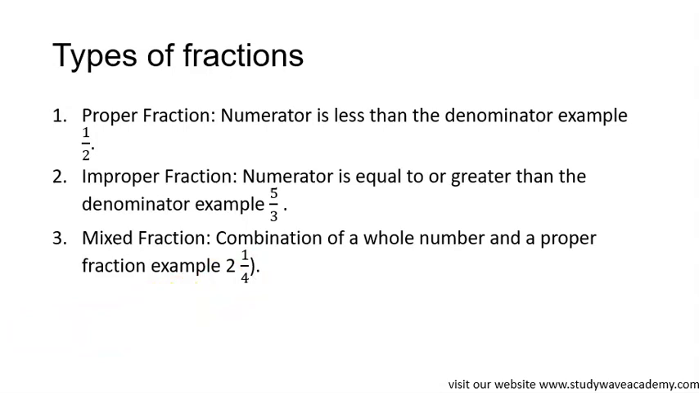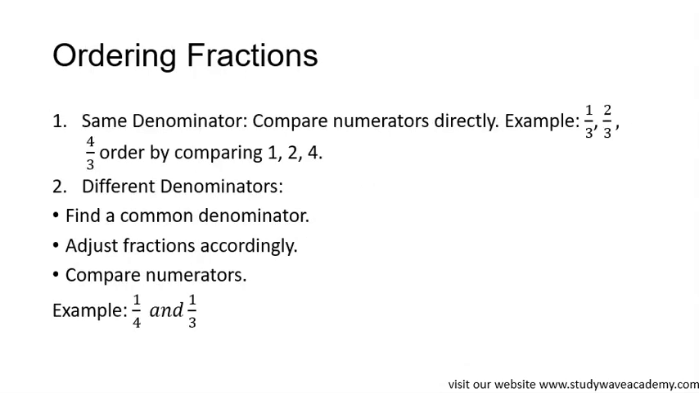Do you understand? So we now know 3 types of fractions, right? The proper fraction, improper fraction, and mixed fraction. Okay, now we are going to be looking at ordering fractions. Ordering fractions involves arranging fractions from the least to the greatest or greatest to the least, okay? Do you understand that?